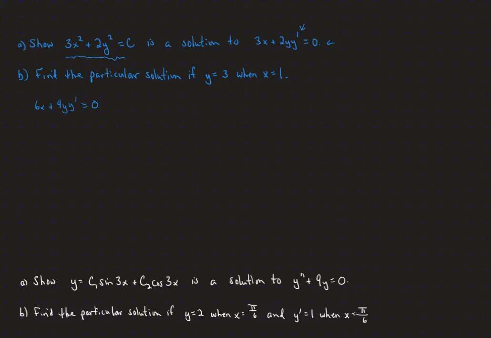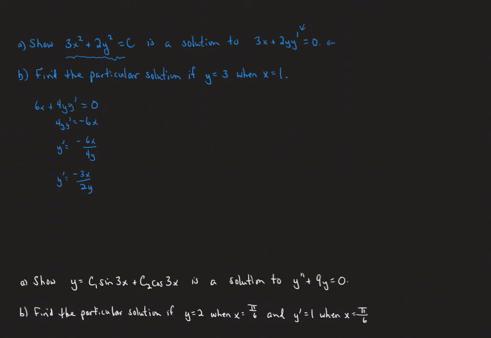We're going to need to solve for y prime. So we can subtract that 6x to the other side, and then solving for y prime, we'll get a negative 6x over 4y. We should probably reduce that and call that negative 3x over 2y.